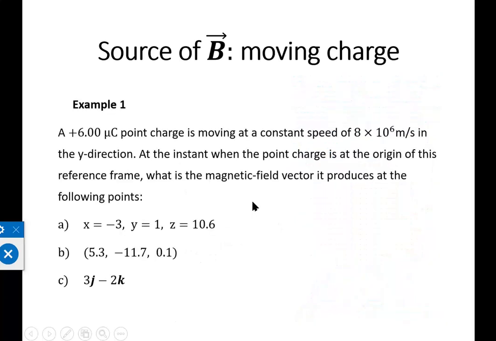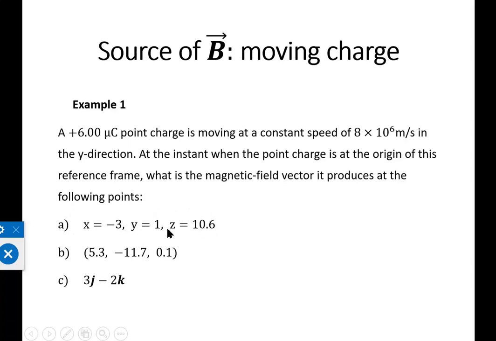Okay. Let's take an example. So the charge is 6 coulombs and the speed of the charge is 8 by 10 to the power 6 meters per second. And this speed is in the direction of y-axis. Now we want to find the magnetic field at this point in the Cartesian plane.